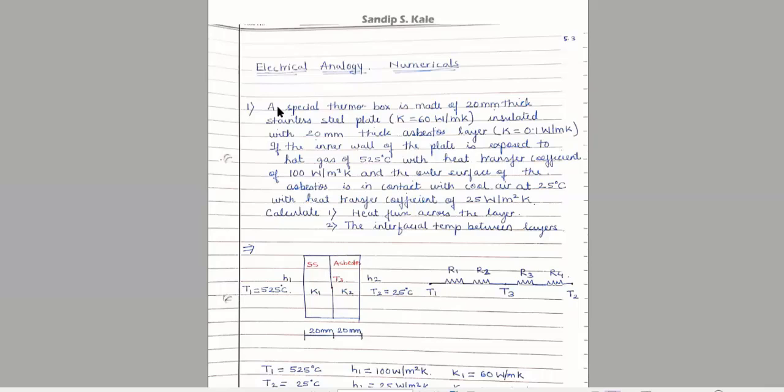It's about 50% theory and 50% numerical, or at the max 60-40. This is how the paper will be: one theory question and one numerical, or again one theory and one numerical. So numericals are very essential to attempt to get a good score. Many students try to skip the numericals, but you can't skip them. The best way is to get a clear understanding of the numericals.